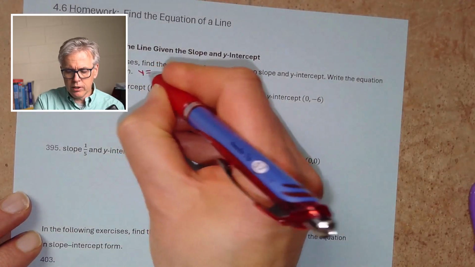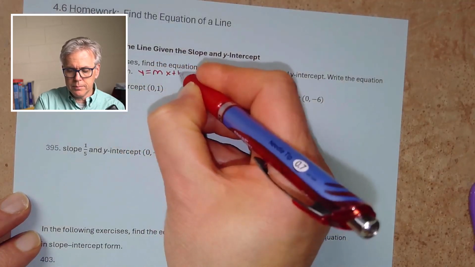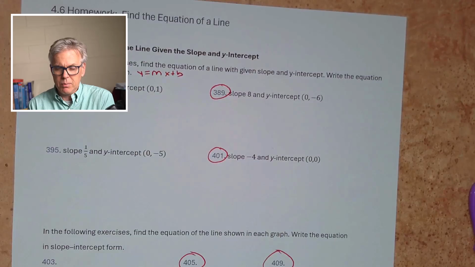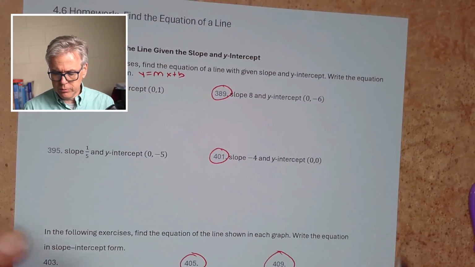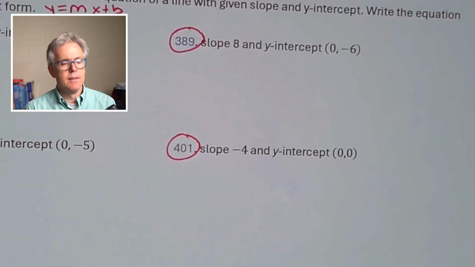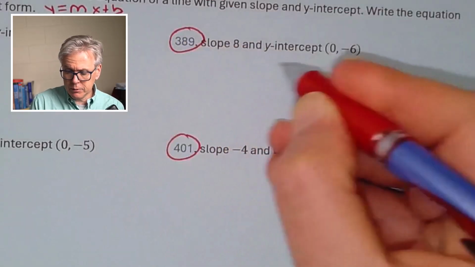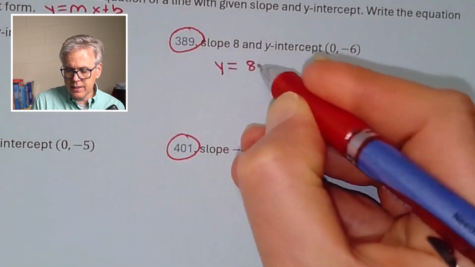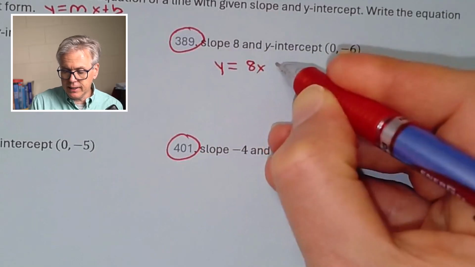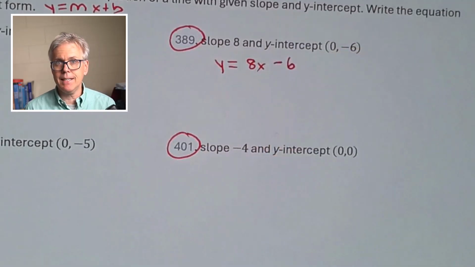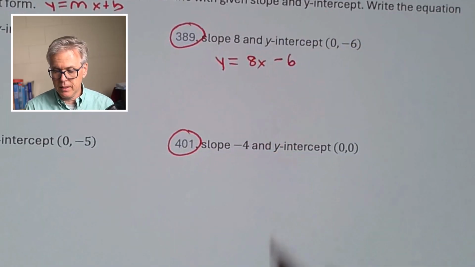Most common form we're going to use in here, y equals mx plus b. The other form, remember, is when it's in ax plus by equals c. Those are the two forms that are most common in here. So what do we got here? So y equals mx plus b, it's going to be y equals 8x plus a negative 6, so we'll just say minus 6. And that's it. Don't make that one harder than it is.